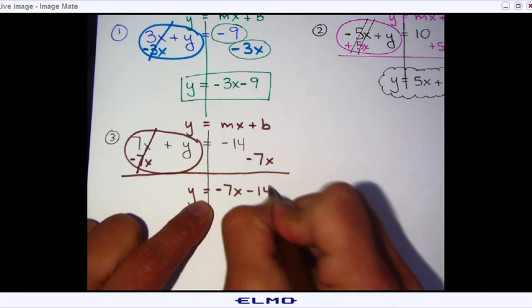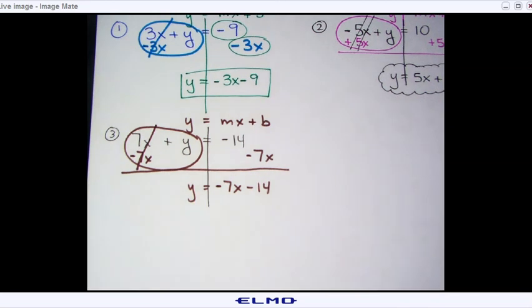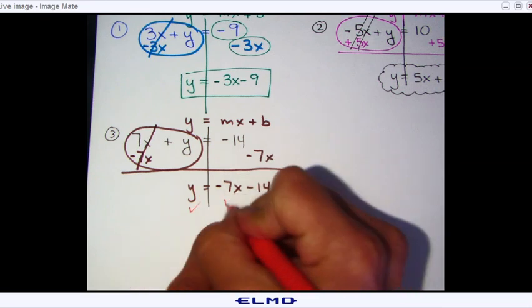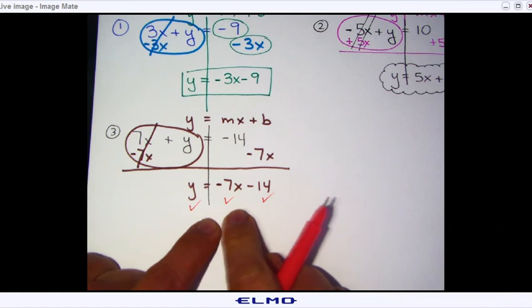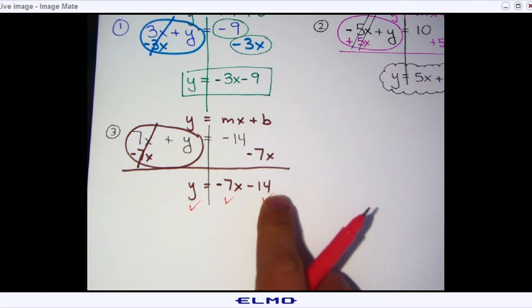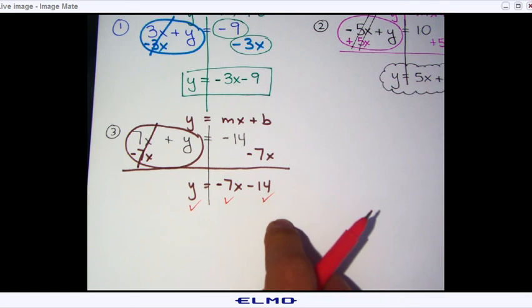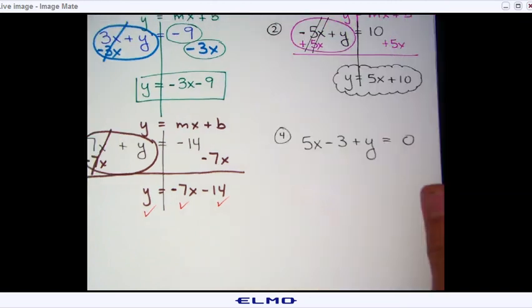minus 14. Now remember, when you do this, I'm checking for 3 things. 1, 2, 3. And if they're all worth 30 points, that's 90 points to get them all right. Okay? So there you go with that one. How many of you guys got it right? Yes.